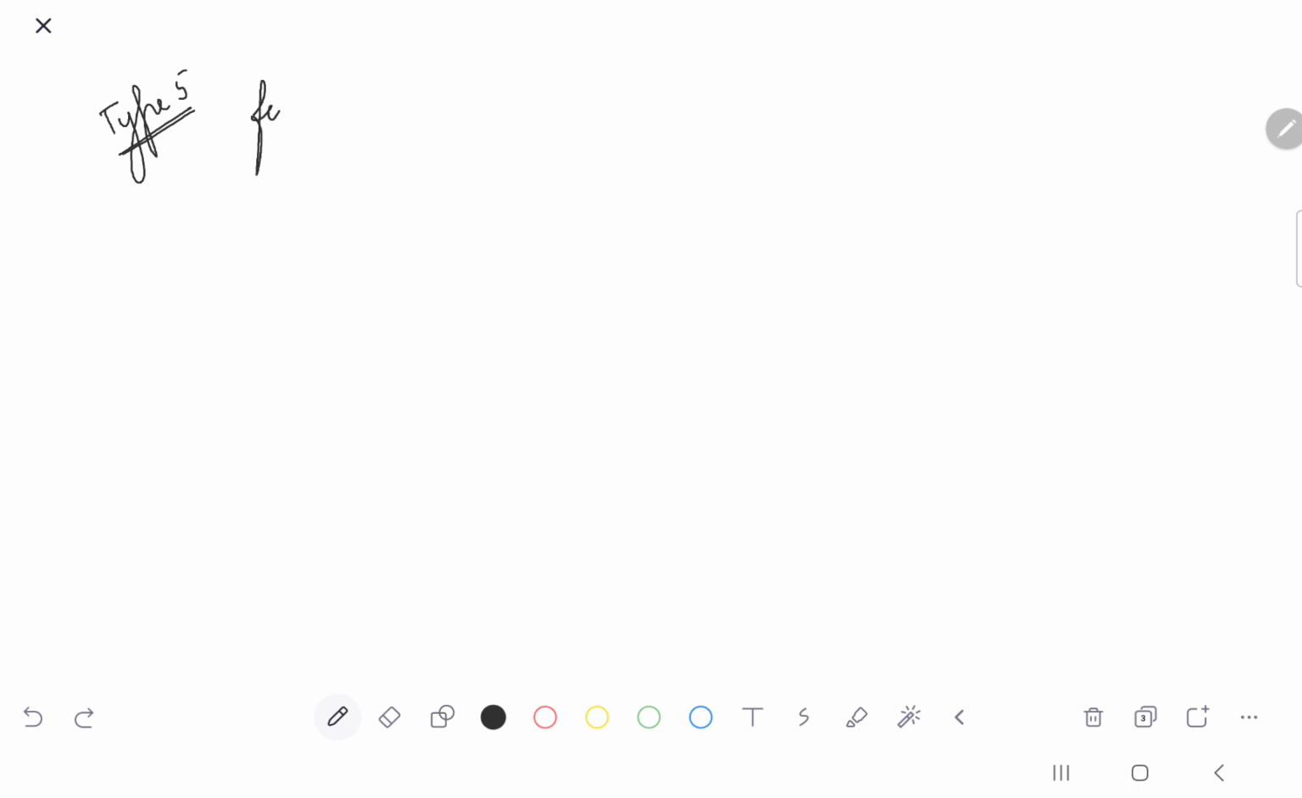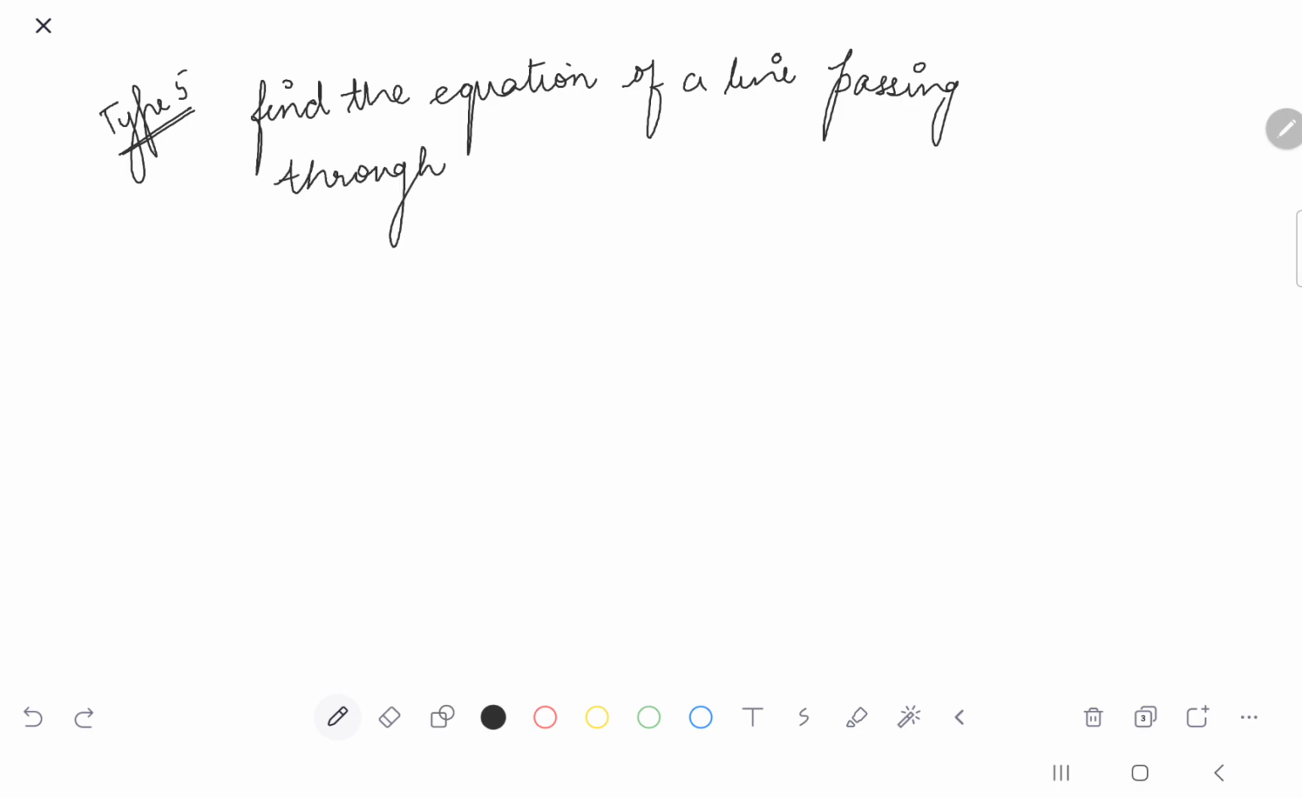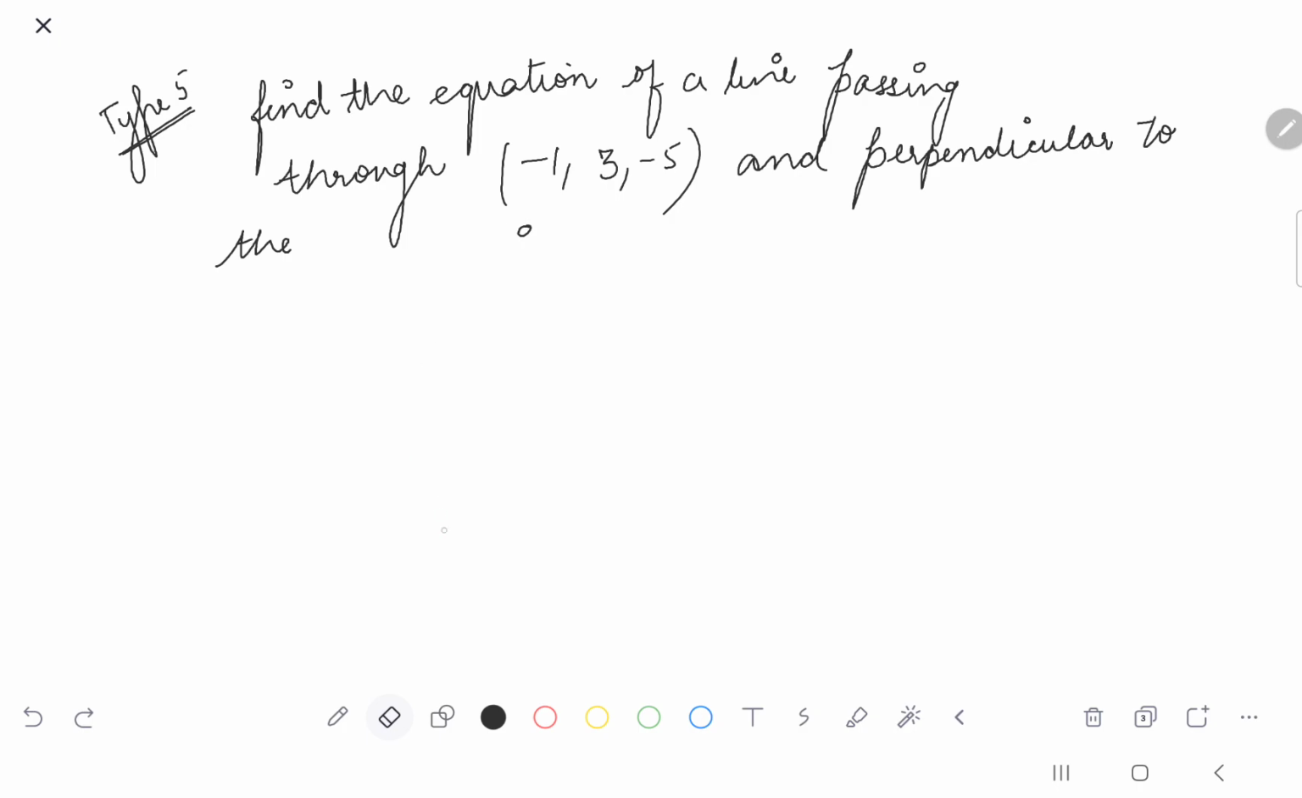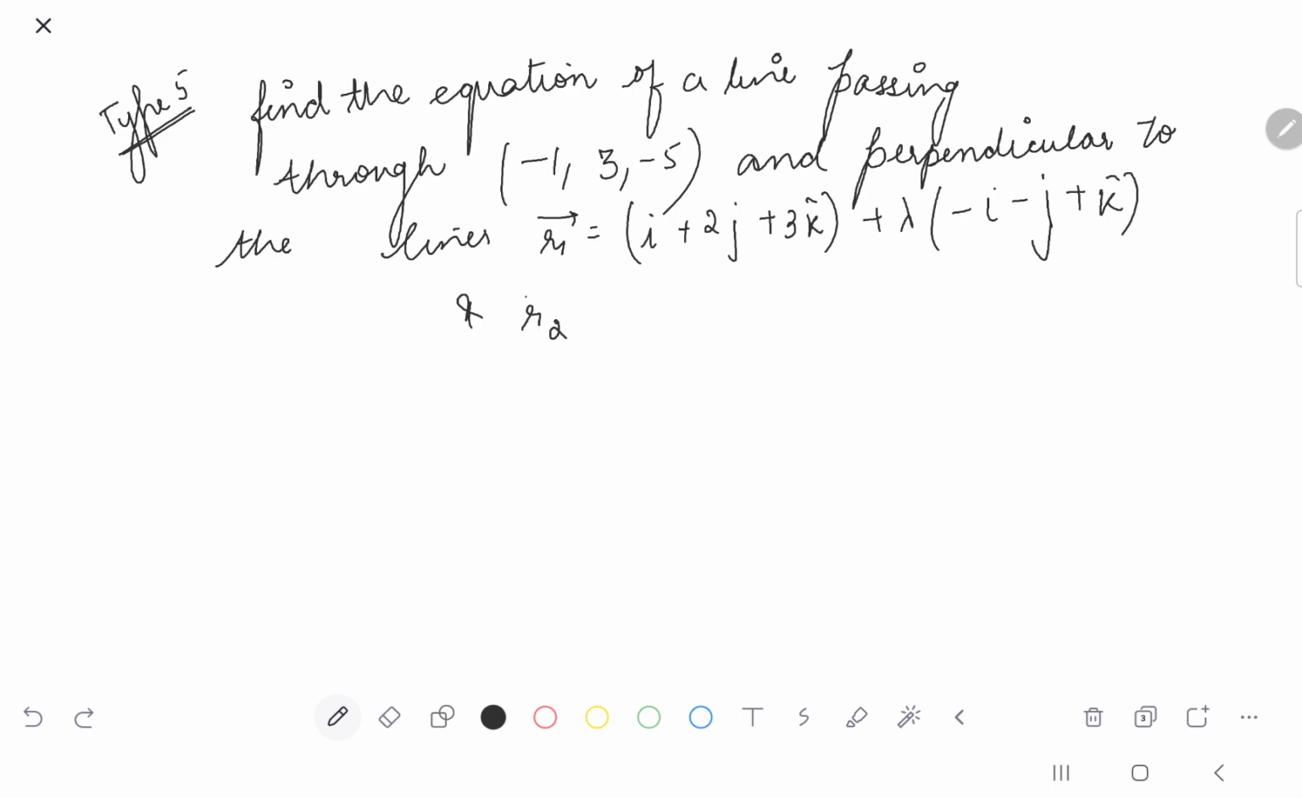The question says find the equation of a line passing through -1, 3, -5 and perpendicular to the lines R1 equals I cap plus 2j cap plus 3k cap plus lambda times minus I cap minus j cap plus k cap, and R2 equals 3I cap plus 4j cap plus 6k cap plus mu times 7I cap plus 6j cap plus 4k cap.